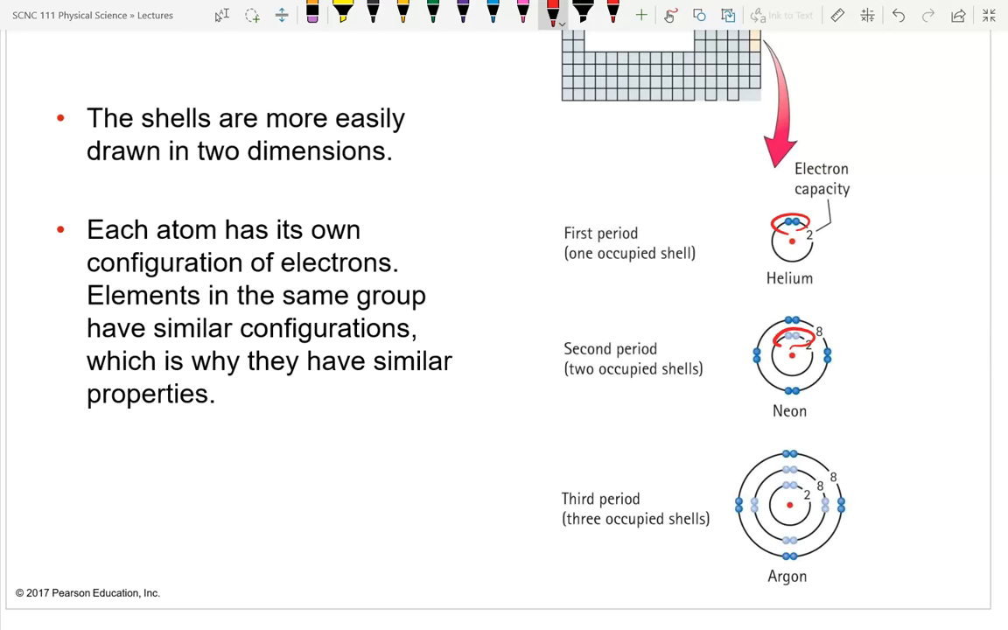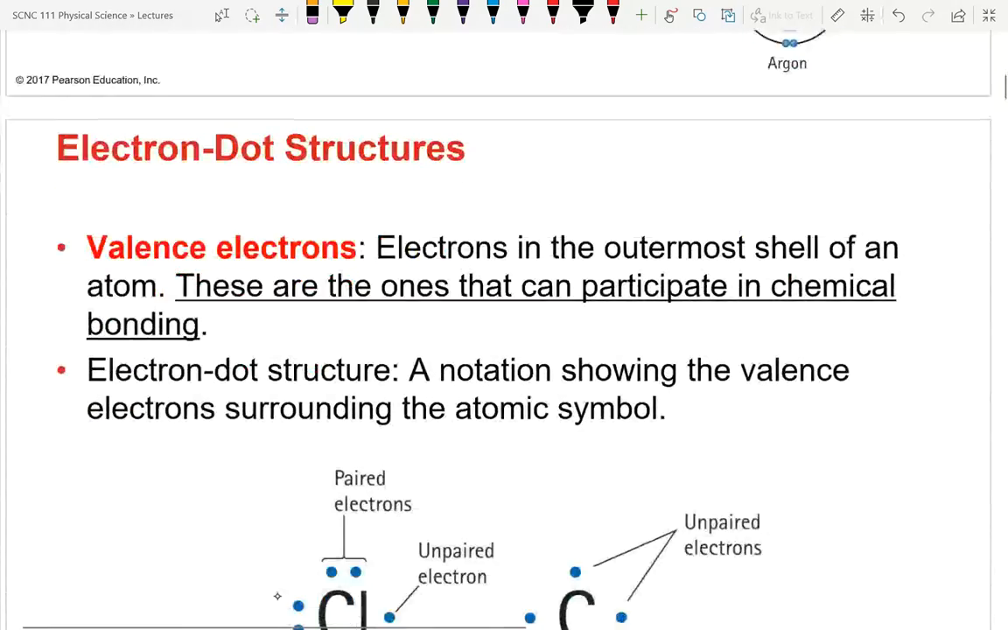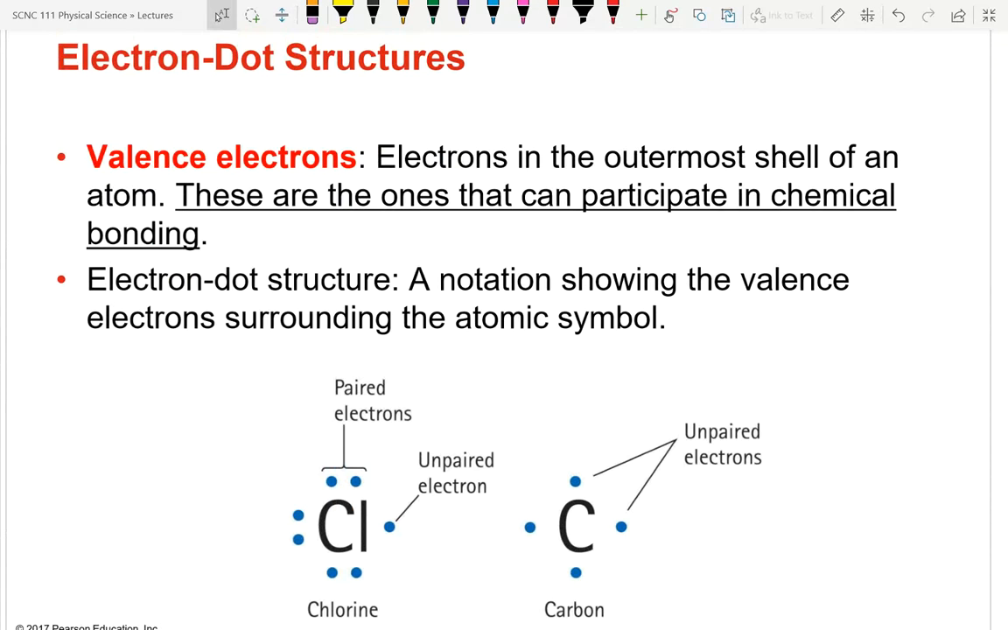When we look at these, we typically don't care at all about anything but the outermost shell. And so the outermost shell has a special name. They're the valence electrons.